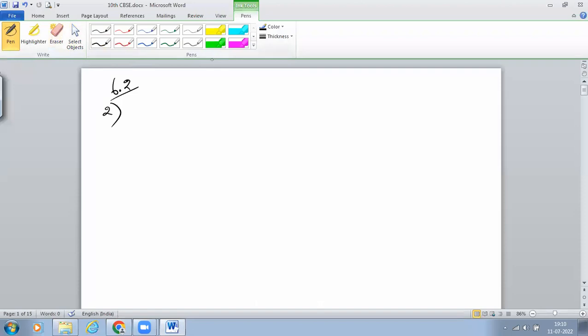In this question, there are 3 subdivisions, right? First, I'll read the question. E and F are the points on the sides PQ and PR of a triangle PQR. No diagram is given, so I can draw a diagram based on the question. So there is a triangle PQR. We have to draw a triangle to understand this question.